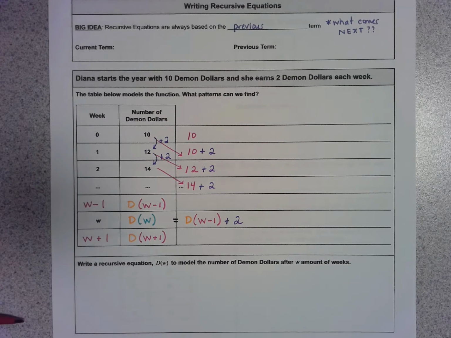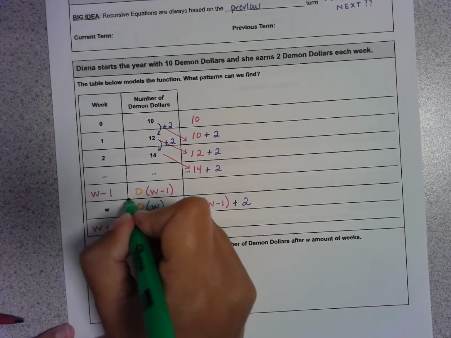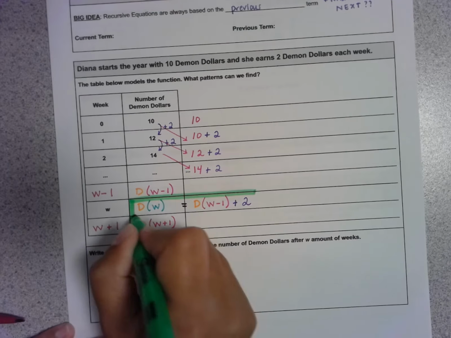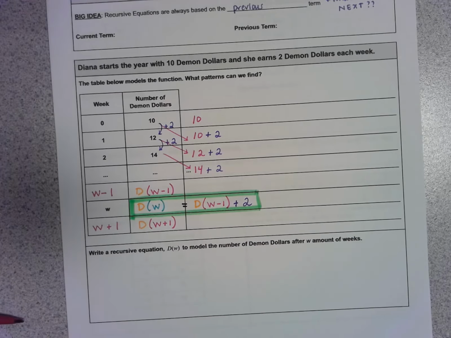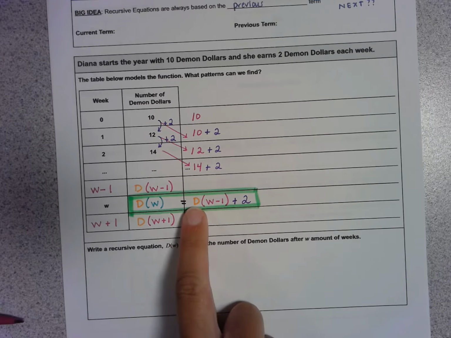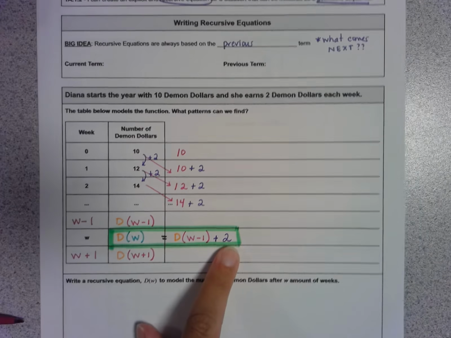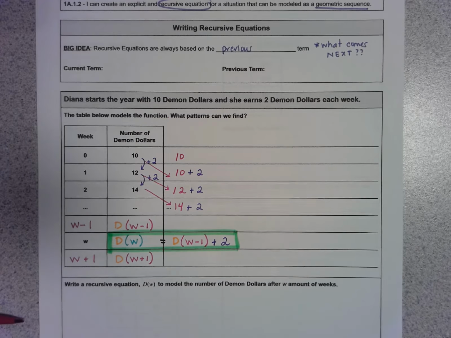This right here is what we call a recursive equation because we are reusing the last value, D of W minus 1. Take the last output and add your pattern or multiply by your pattern or divide or subtract or whatever.